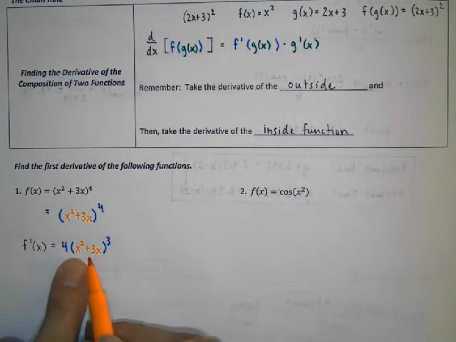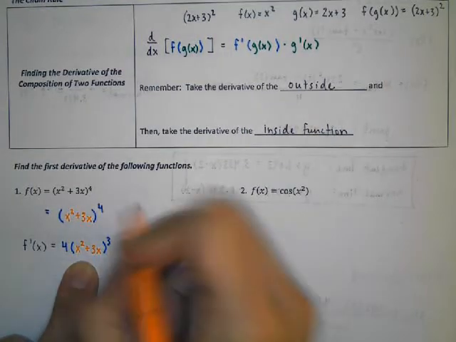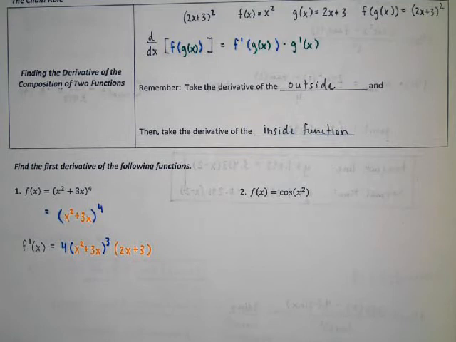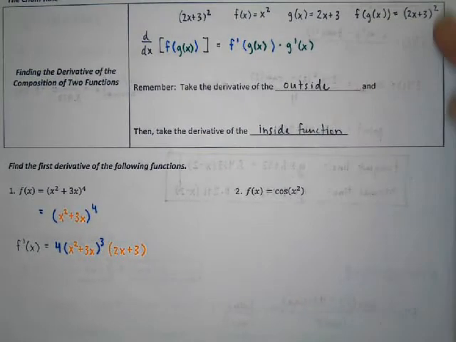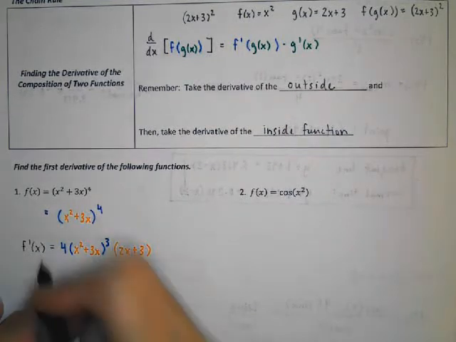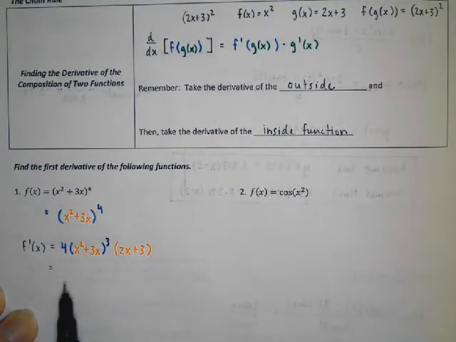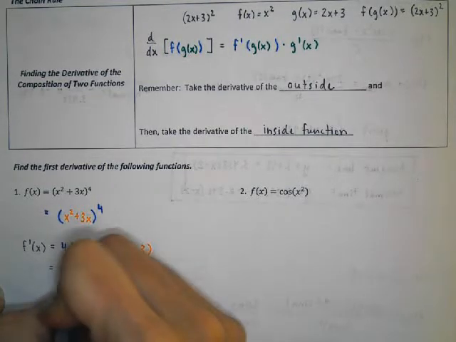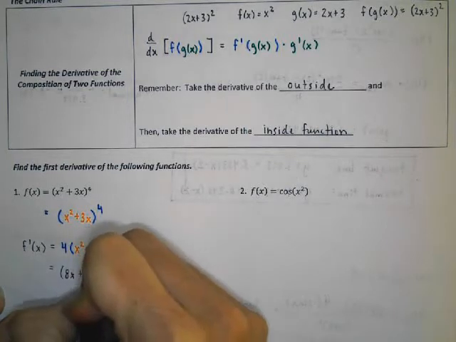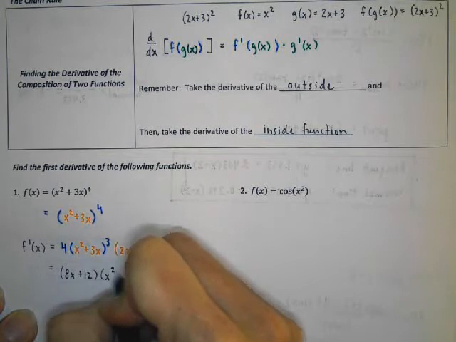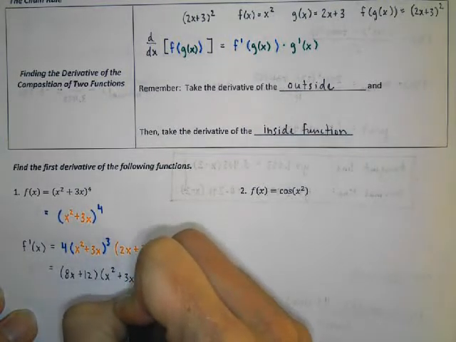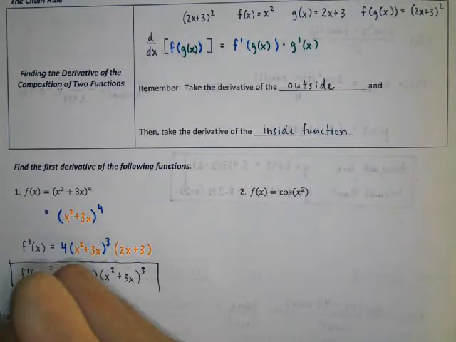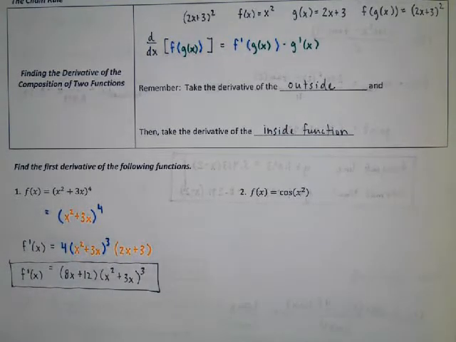Now I'm going to take the derivative of the inside. So now I'm going to differentiate that, and I get 2x plus 3. Maybe we'll ditch the orange here. I'm not sure how well that's coming out in the video. So now to simplify this, I'm just going to do some really basic simplification here, and I'm going to distribute this 4 to this factor here. So I have 8x plus 12, and I'm just going to leave this factor as it is, times x squared plus 3x cubed. And that would be our derivative. So that's a basic example of how this chain rule works.